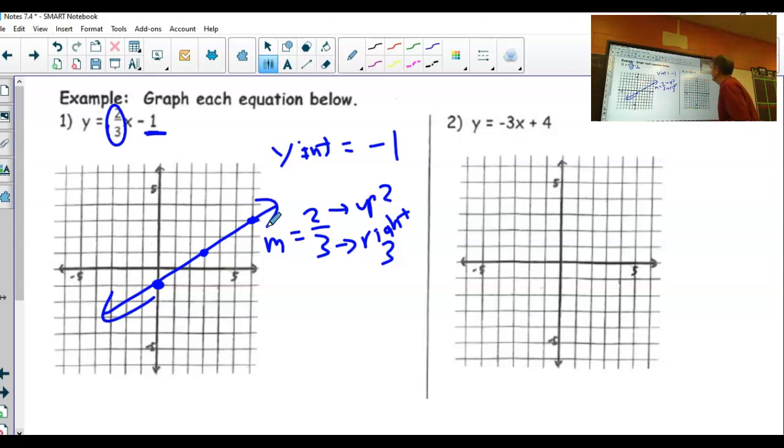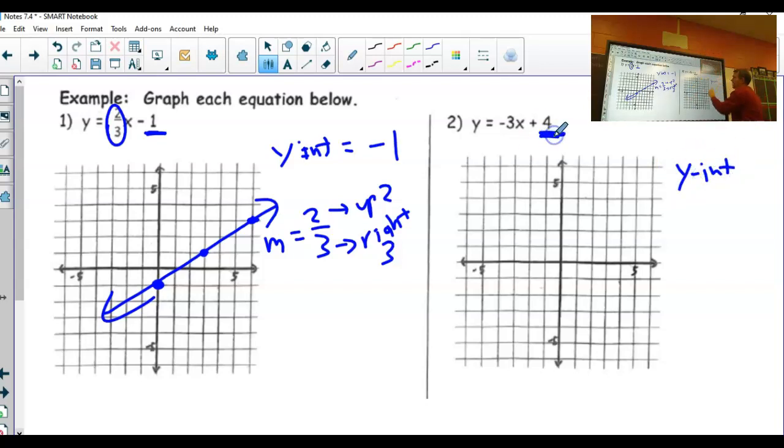Let's try a second one. Again, if you want to pause the recorder and try to do a couple of these yourself and then turn it back on and see how you did, you're welcome to try that. Number 2, what is the y-intercept? Where does this line cross the y-axis?